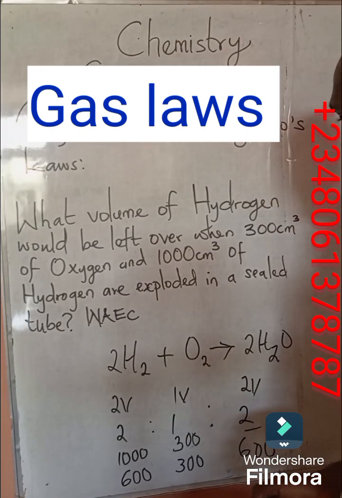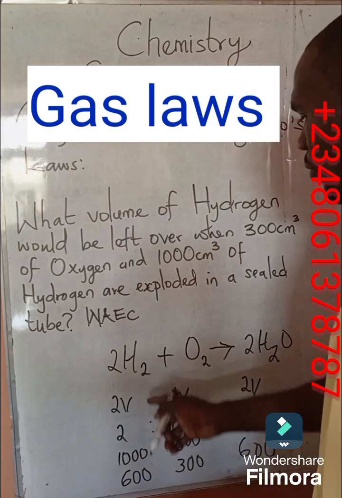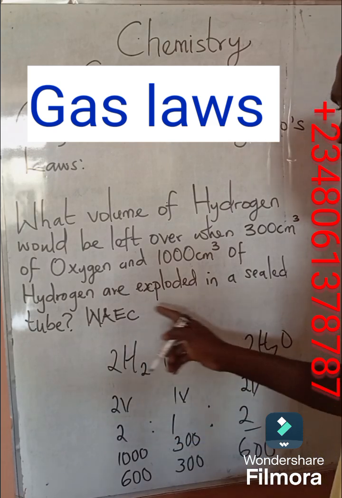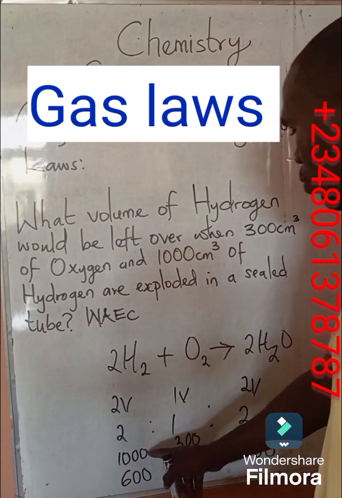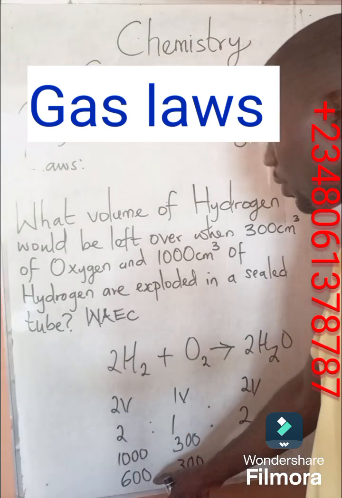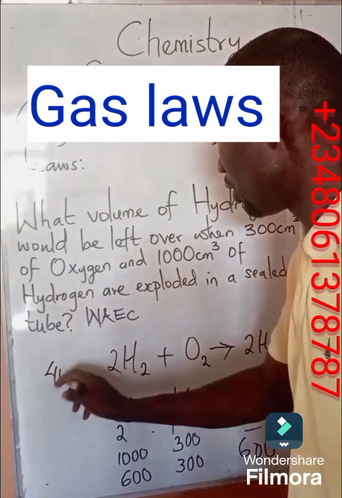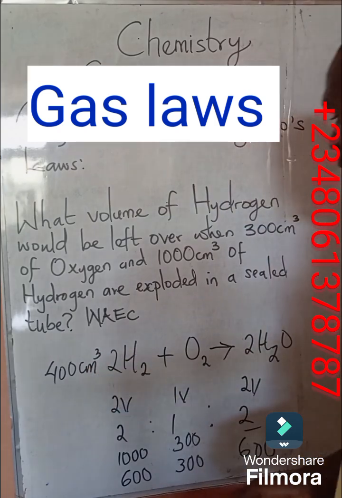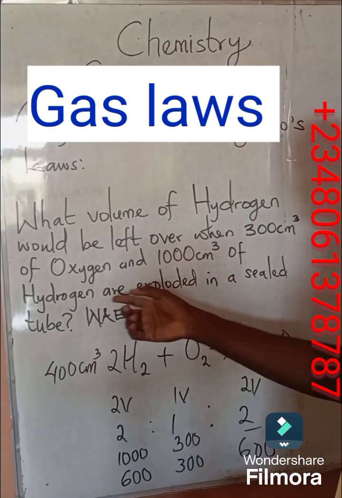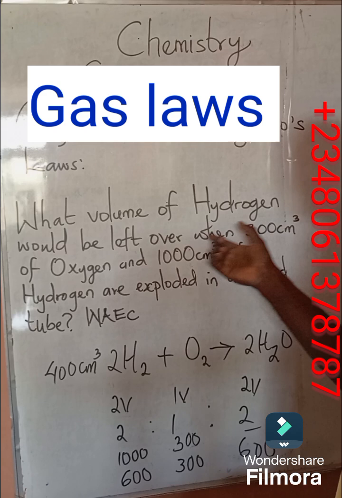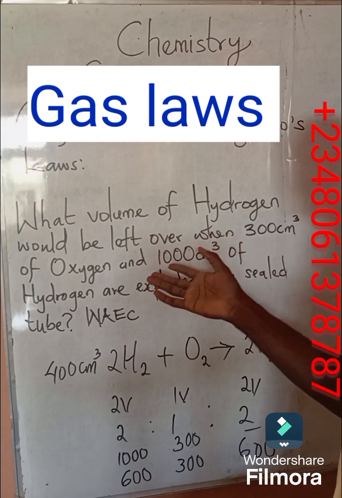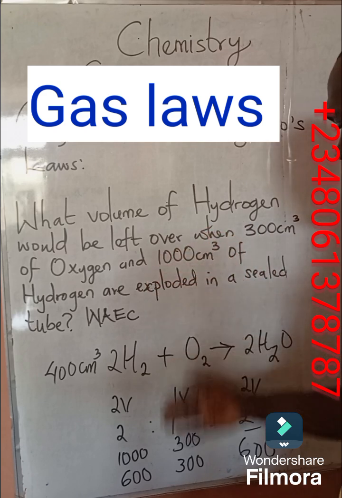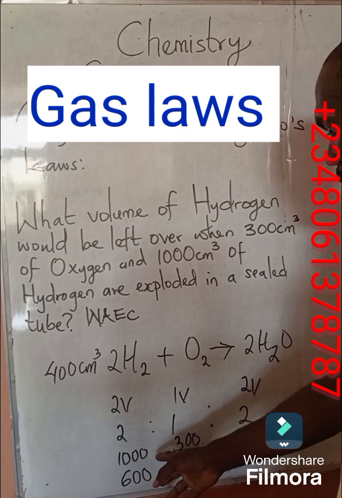You understand? So now let's subtract for the number of hydrogen that is used up. Let's check. 1000 minus 600 will give us 400 cm cube. So 400 cm cube is the volume of hydrogen that will be left over. You understand?